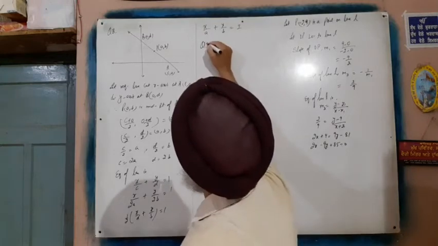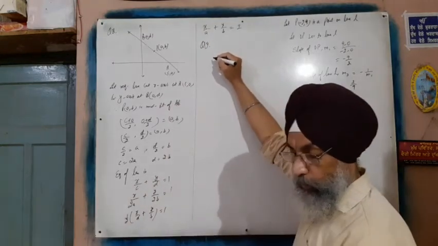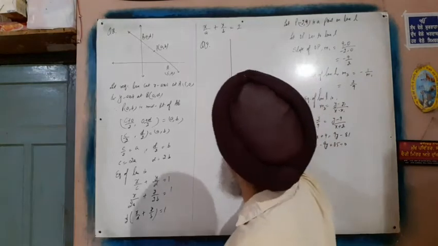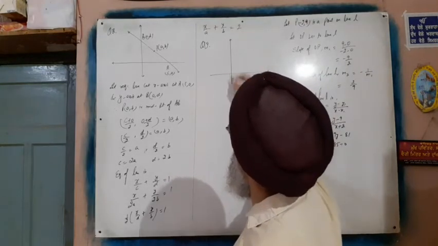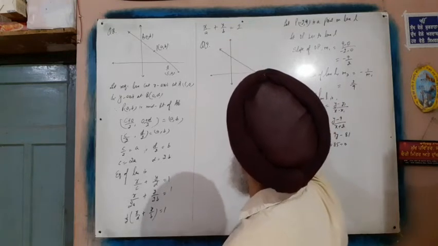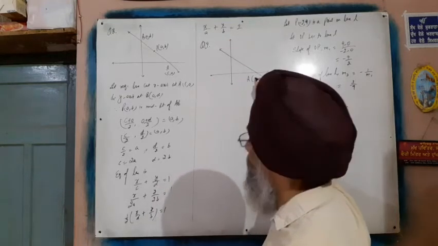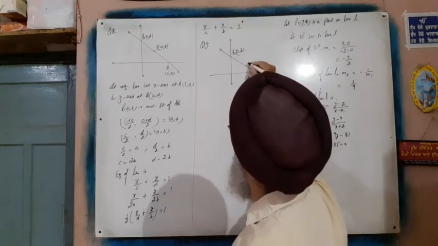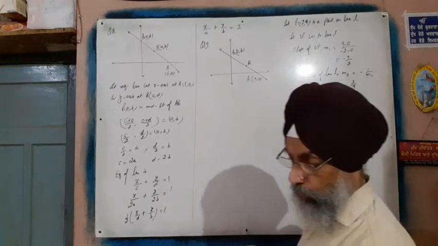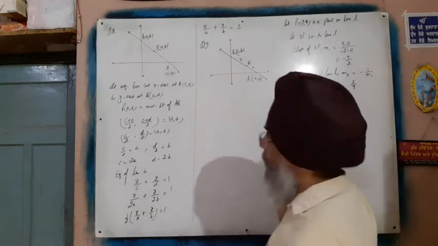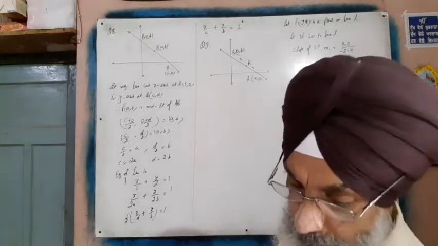See question number 19. Prove that the point R (h, k) divides the line segment between the axes in the ratio 1:2. Here the ratio is given, that R divides this AB. Let us take A as (a, 0) and B as (0, b). Point R divides it in the ratio 1:2. This part is 1 and this part is 2. So we have to find the equation of the line.